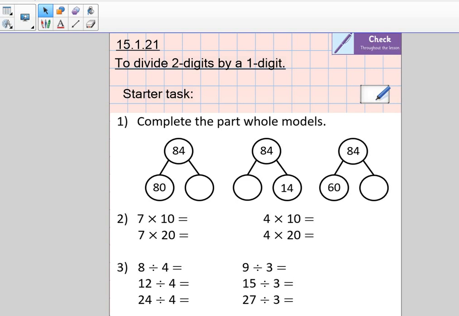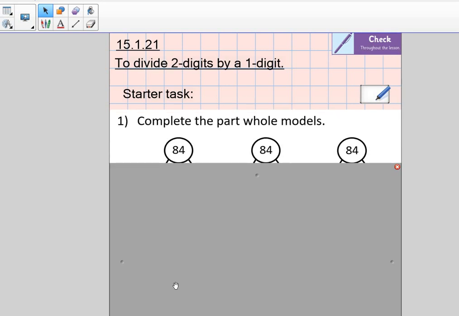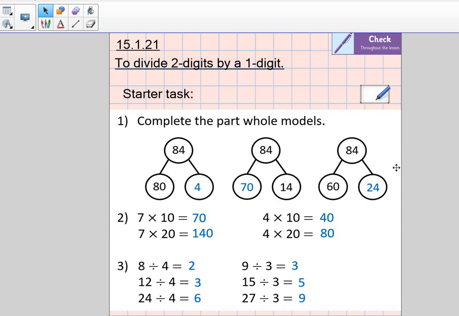To start the lesson, have a go at these questions and then come back to check them. Pause the video now. How did you get on? Mark your work. Well done, guys.